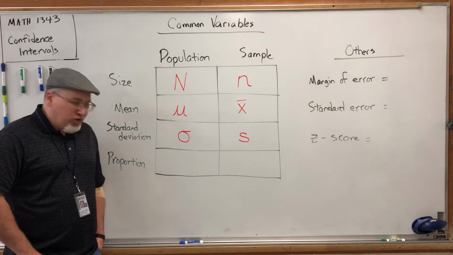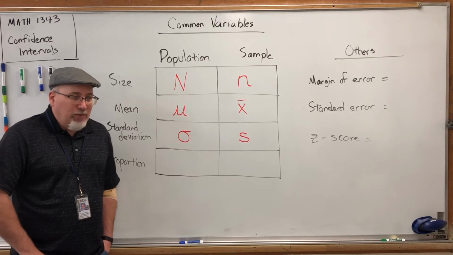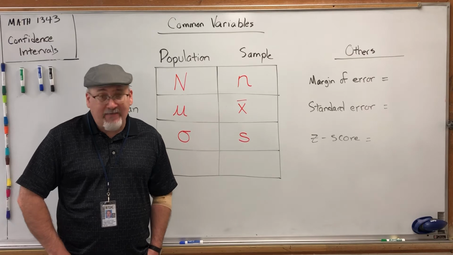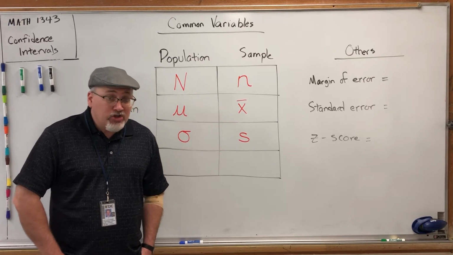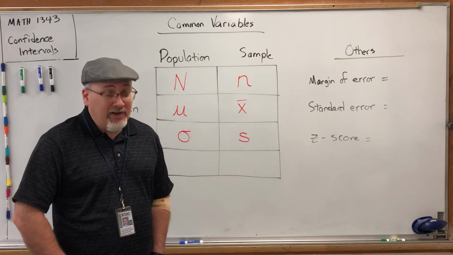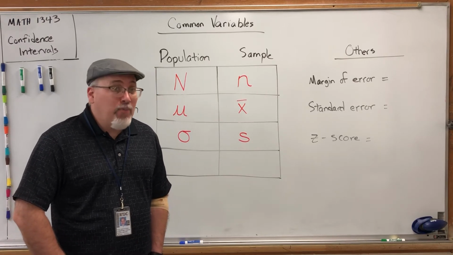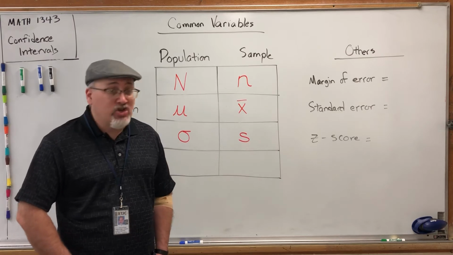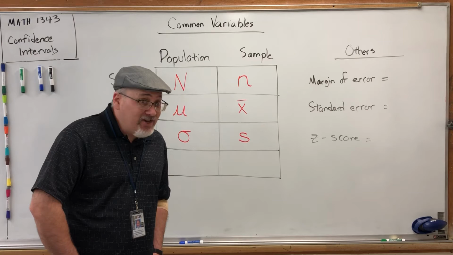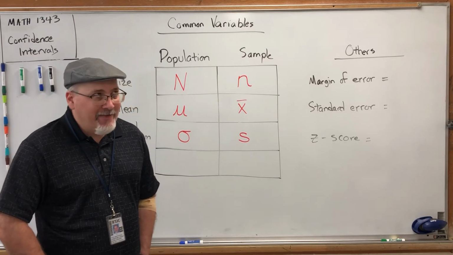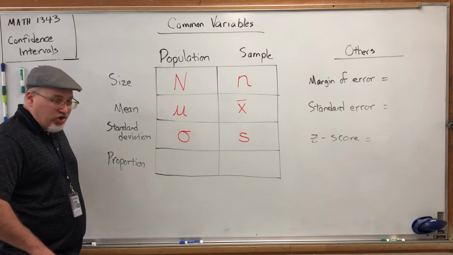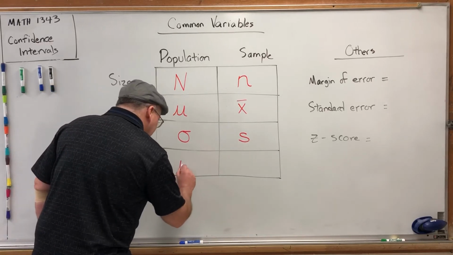Proportion is percent, basically. For example, the percent of a population that has a characteristic or the percent of a sample that has a characteristic. So when you hear a statement like 8.5% of all the population is unemployed, that 8.5% is a population proportion because it's measuring the percent of a population that has a characteristic, in this case being unemployed. The variable for population proportion is just a lowercase p.